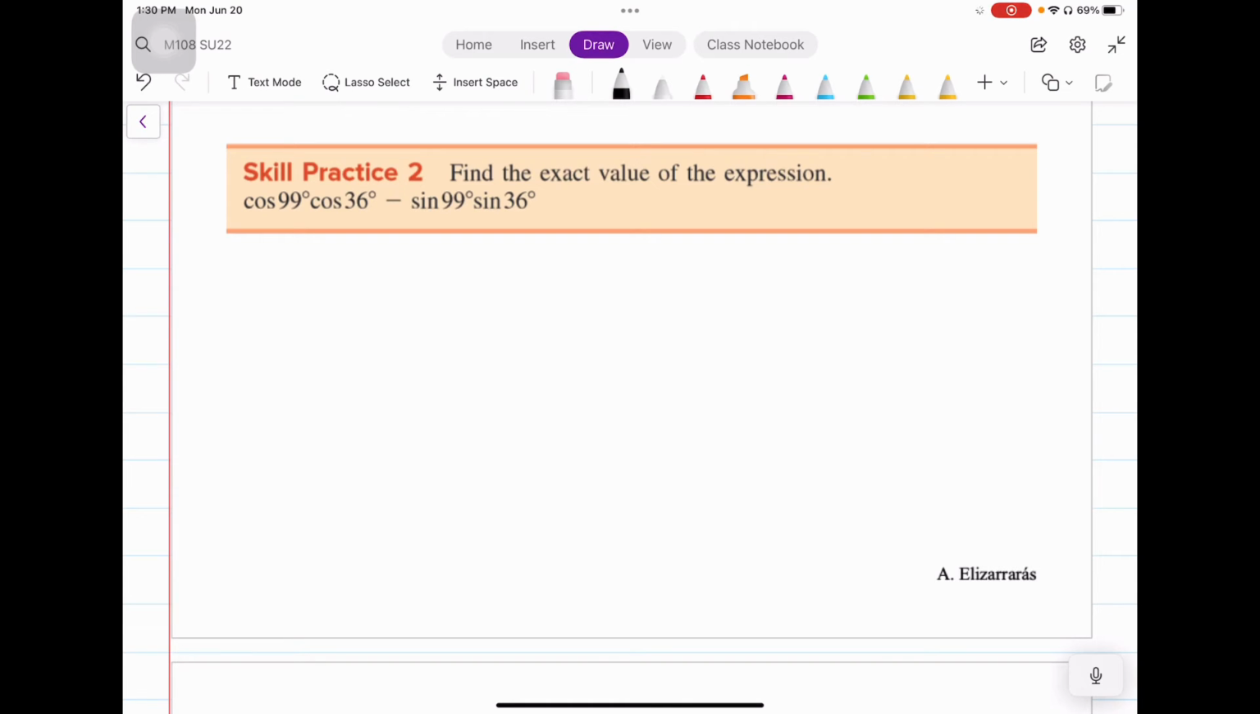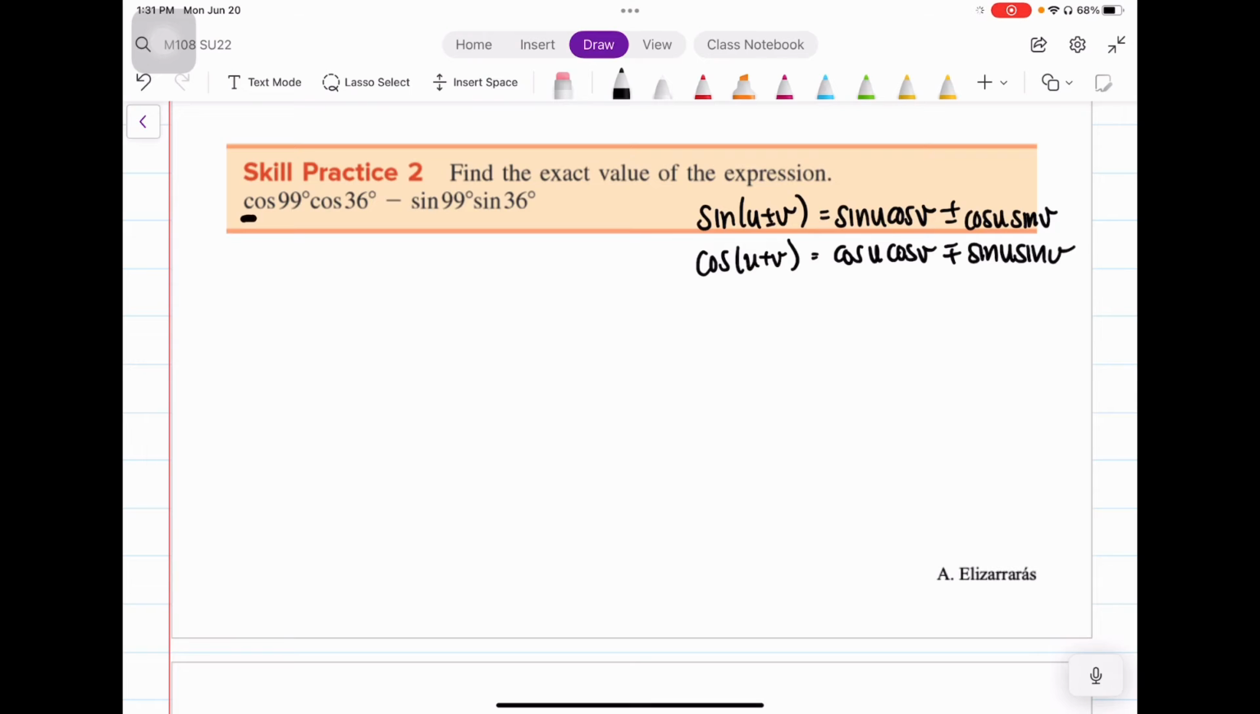Our next question asks us to find the exact value of the expression, but we don't know the cosine of 99 degrees or 36 degrees. So what we want to look at, first of all, is what formula can we use to get there, and what number am I talking about? Let's recall the sine and cosine sum and difference formulas.